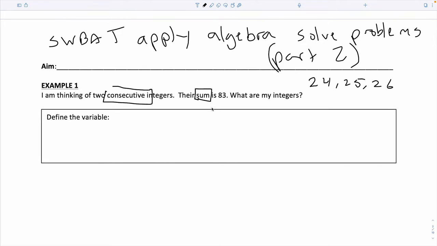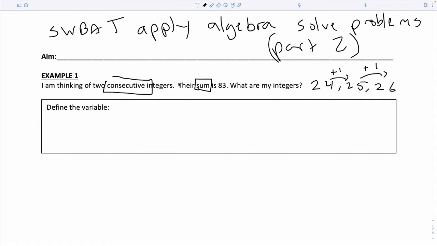Consecutive, what do I actually have to add? Well, I'm adding 1. I'm adding, let me put this down, sorry, it got smushed with the other one. I'm adding 1. To get from 24 to 25, you add 1. 25 to 26, you add 1. Okay, so you see the consecutive is adding 1.